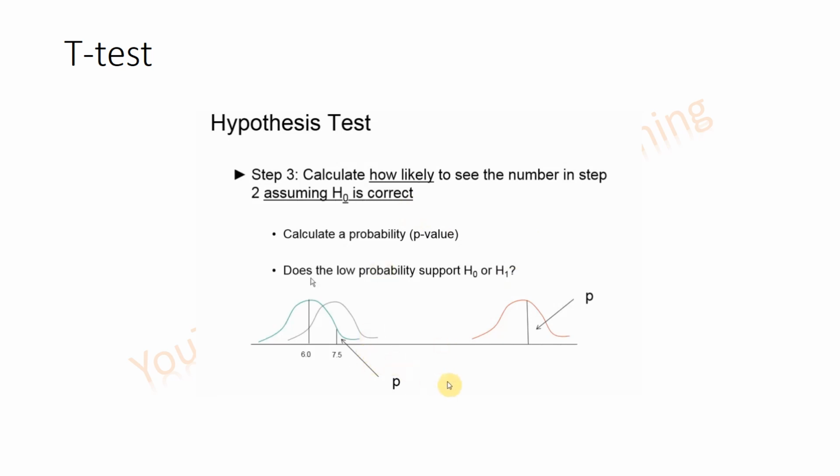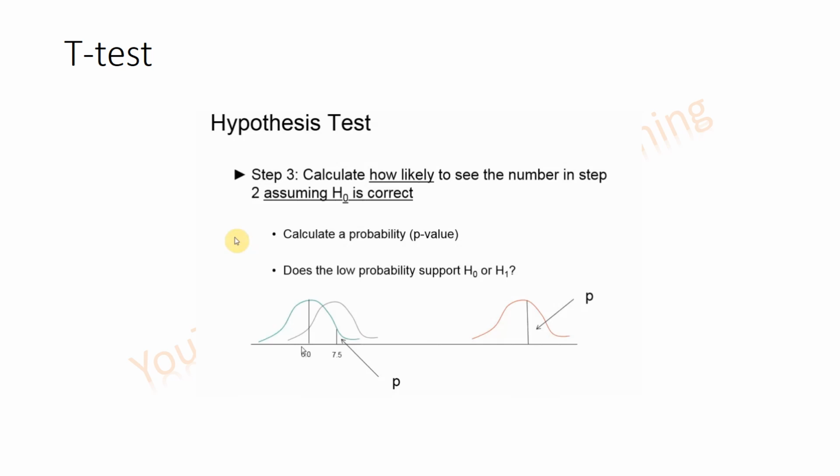Okay, think about this. Does the low probability support H0 or H1? Ask yourself this question. H0 means, yes, average is 6, right? And H1 means our average is different. So we have a different process. Average not 6, that's H1. So if our probability is low, should I support H0 or H1?